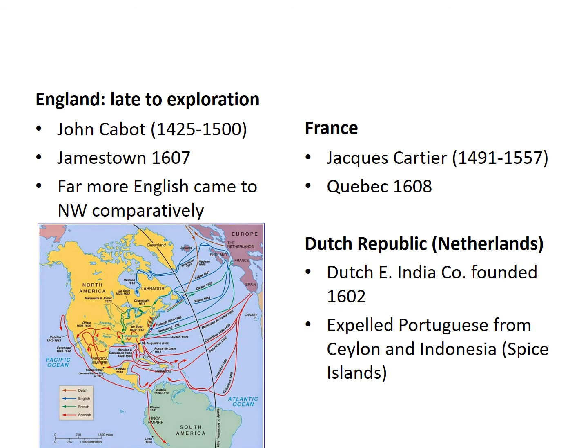The Dutch Republic also gets in on this fever. The Netherlands, the ones that had wrenched themselves free from Spanish control. They will establish a joint stock company to fund an expedition. In 1602, the Dutch East India Company is founded. They will eventually start their own journeys around the Cape of Good Hope in Africa, moving into the Indian Ocean Trade Network. Eventually, the Dutch will be able to expel the Portuguese from some of the Spice Islands, Ceylon and Indonesia, and gain control over that area, replacing the Portuguese there.